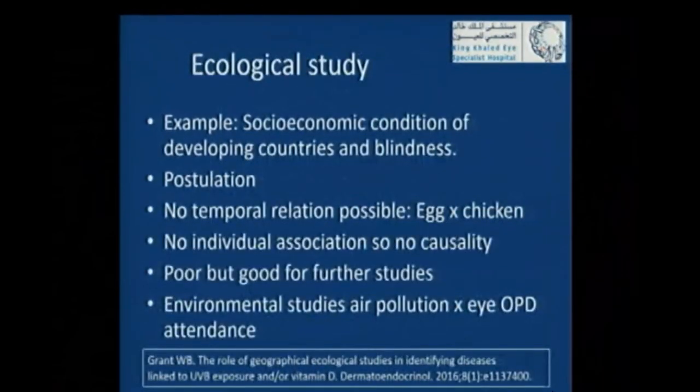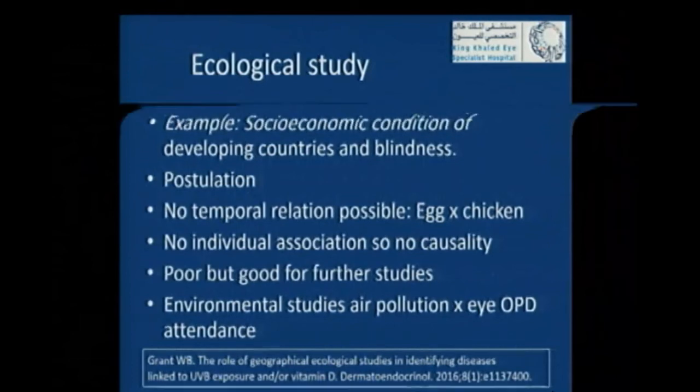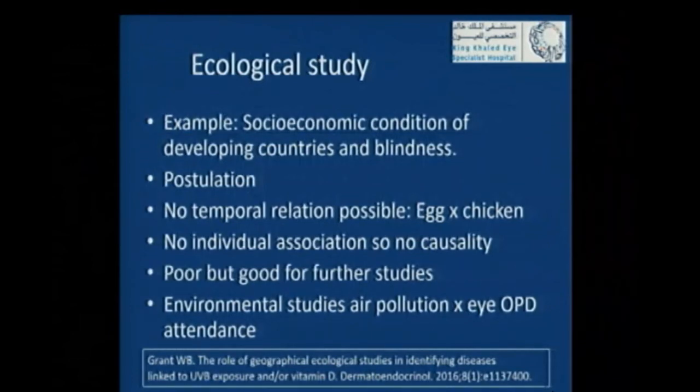Ecological studies compare groups on an outcome and a variable. For example, we have different countries where GDP is available and the blindness rate is available. If we plot them on a graph, we find that poor countries with low GDP may have a higher blindness rate. Then we can say that there is something to do with poverty. Blind people are more in poor countries.